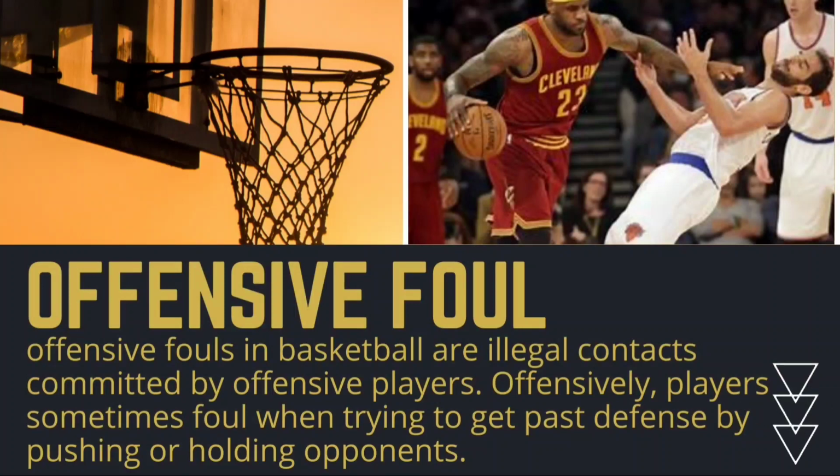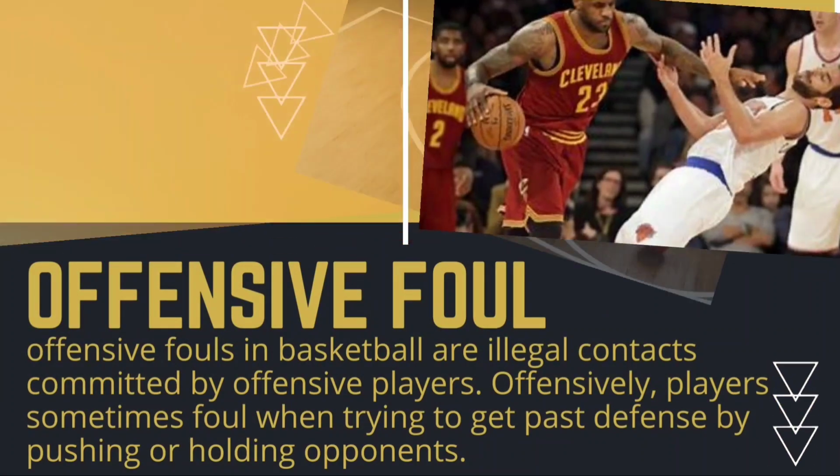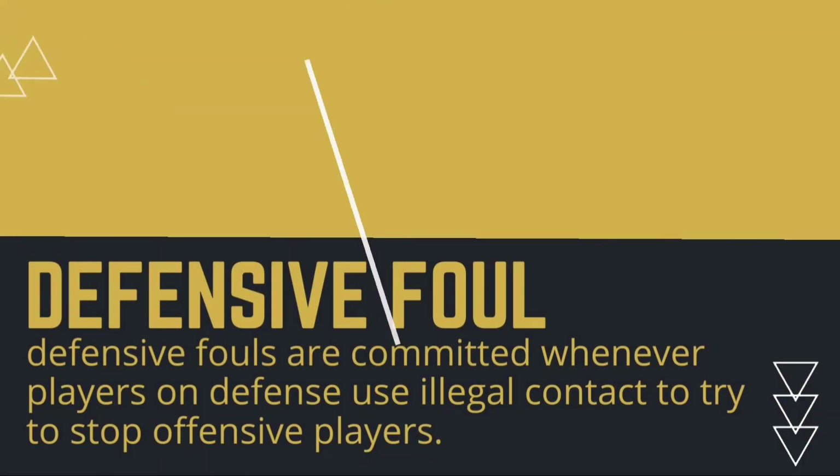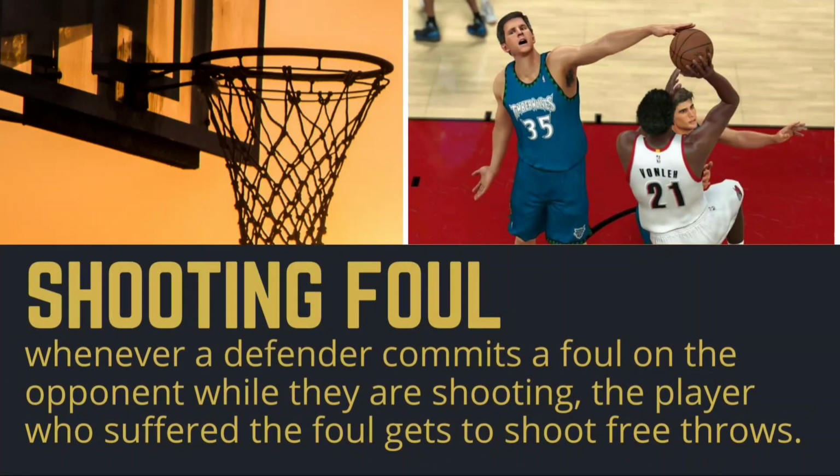Offensive foul. Offensive fouls in basketball are illegal contacts committed by offensive players. Defensive foul. Defensive fouls are committed whenever players on defense use illegal contact to try to stop offensive players. Shooting foul. Whenever a defender commits a foul on an opponent while they are shooting, the player who suffered the foul gets to shoot free throws.